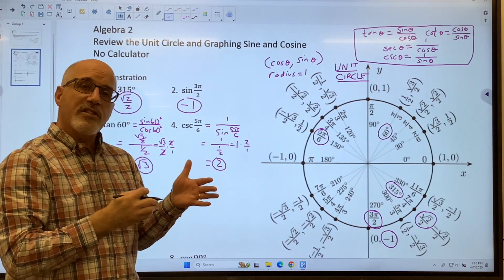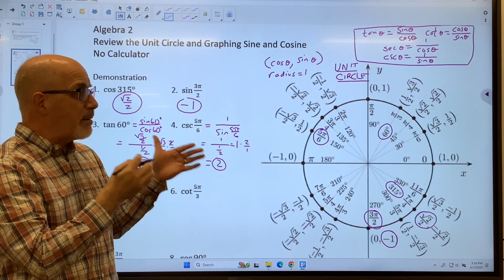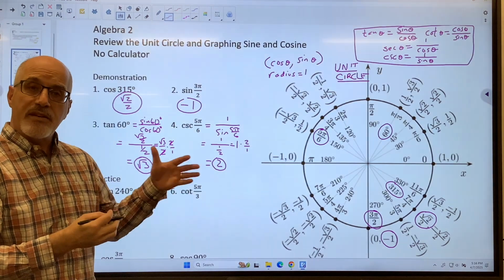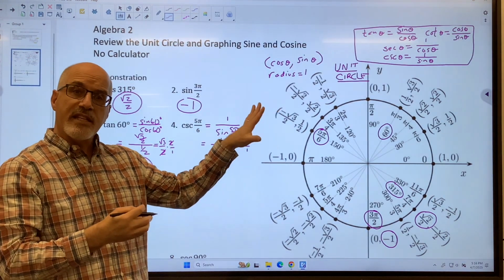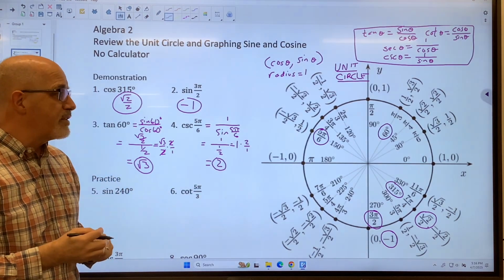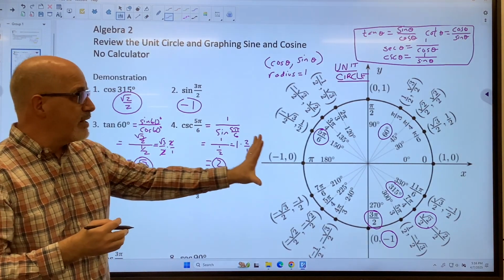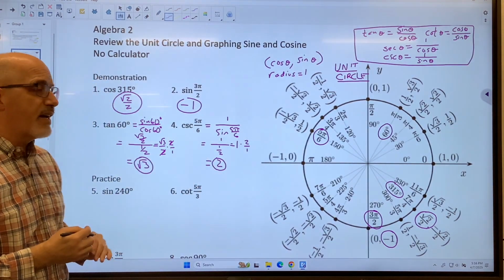In some cases, you might be expected to memorize this. That would be a different lesson of the techniques for looking for the patterns of things that are repeated and using your reference angles. But for now, given the unit circle, this is how you find those values.